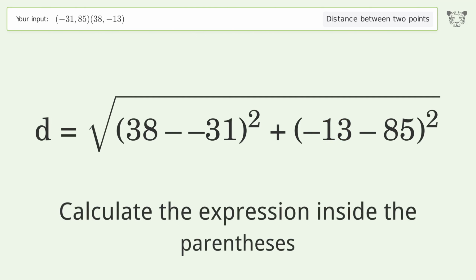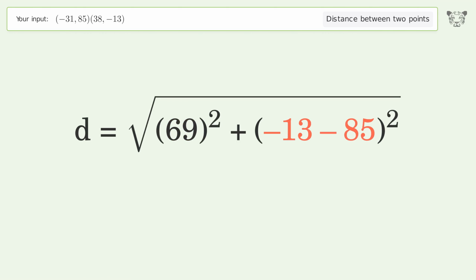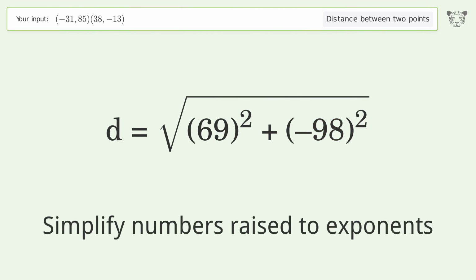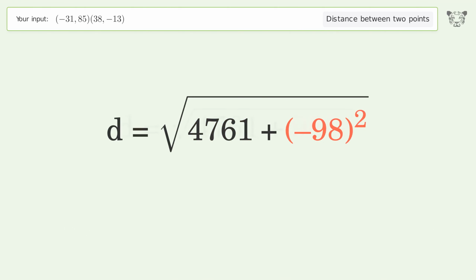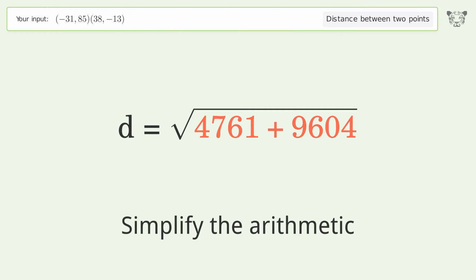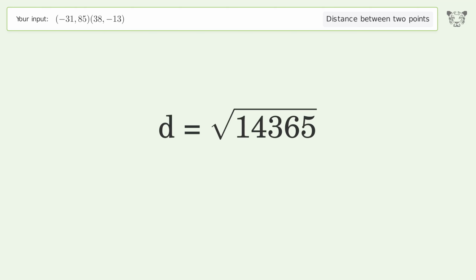Calculate the expression inside the parentheses. Simplify numbers raised to exponents. Simplify the arithmetic. And so the distance between the 2 points is the square root of 14,365 or 119.854.